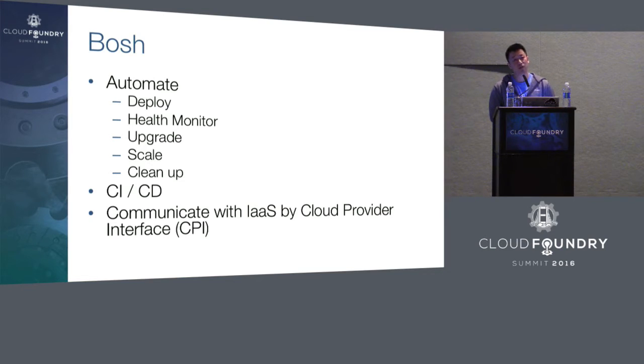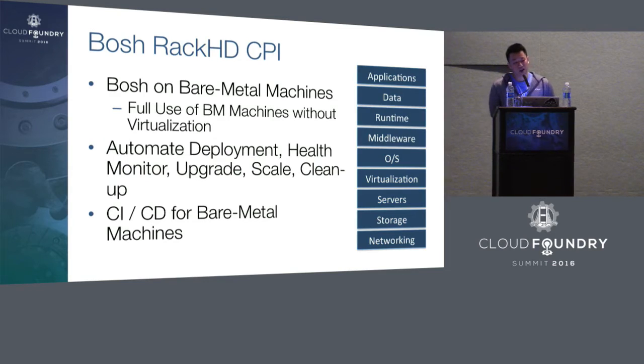So the CPI is responsible for communicating with the infrastructure tier, and in this case, that brings us to the RackHD CPI, which talks directly to the bare metal machines. So it allows the user to have full use of the bare metal machine without the virtualization tier, right? It provides the same capability of Bosh on bare metal machines, including deployment, health monitoring, upgrading, scaling, and cleaning up. And it's also a great tool to do CI/CD for bare metal machines.